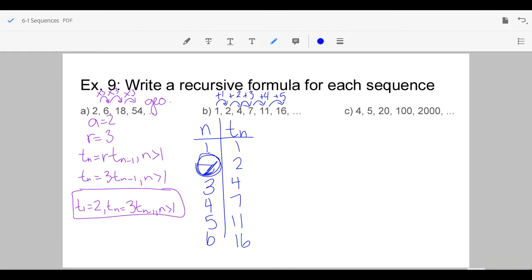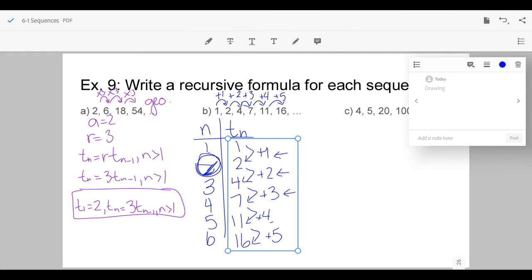Now let's look what's happening here. From here to here, we add 1. From here to here, we add 2. We add 3. We add 4. We add 5. So you'll notice that the thing that we're adding here is 1 less than the term number. So we're adding 2 to get term 3. We're adding 3 to get term 4. We're adding 4 to get term 5, and so on.